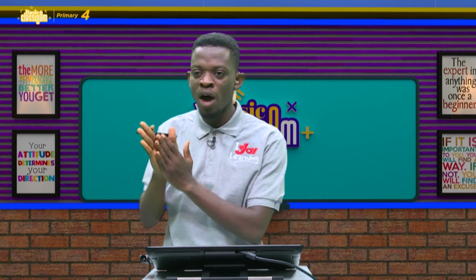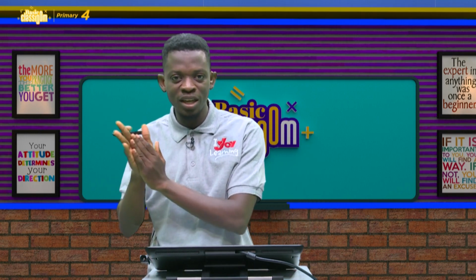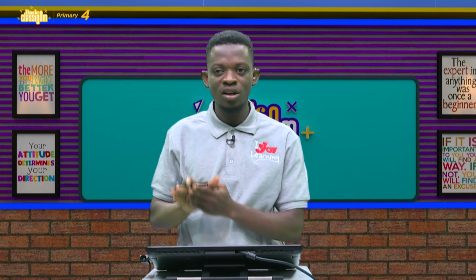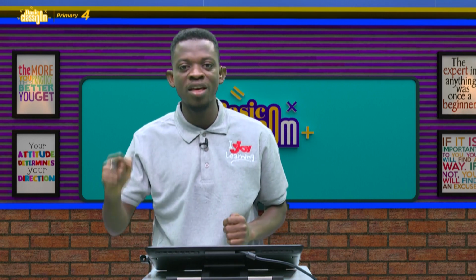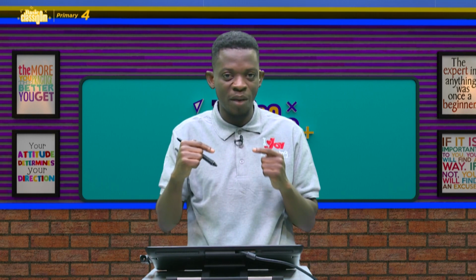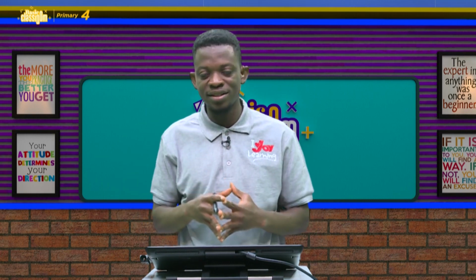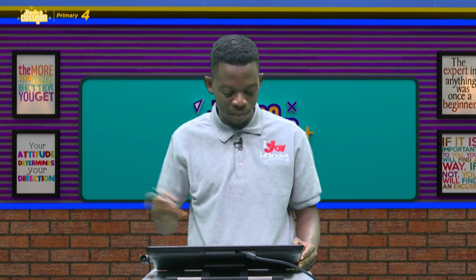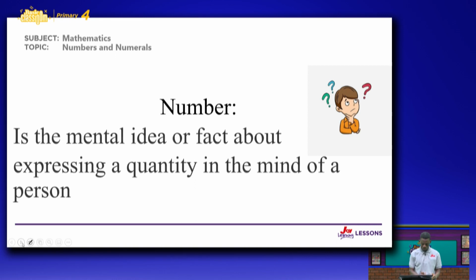So we can clap 1, 2, 3, 4, 5. That is the number, the idea that we have. We can tap our foot on the ground 1, 2, 3, 4, and 5. We can count stars, mangoes, or oranges, and get 5. So the 5 that we have in our mind is the number. That is the mental idea or fact expressing a quantity in the mind of a person.